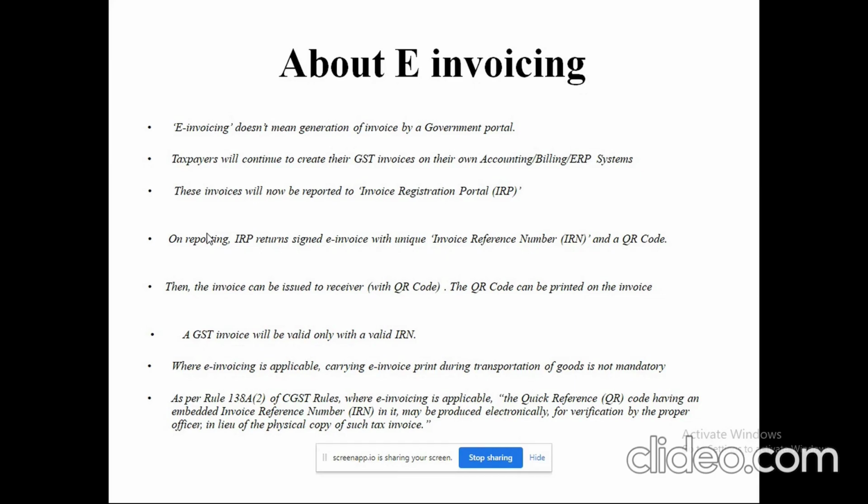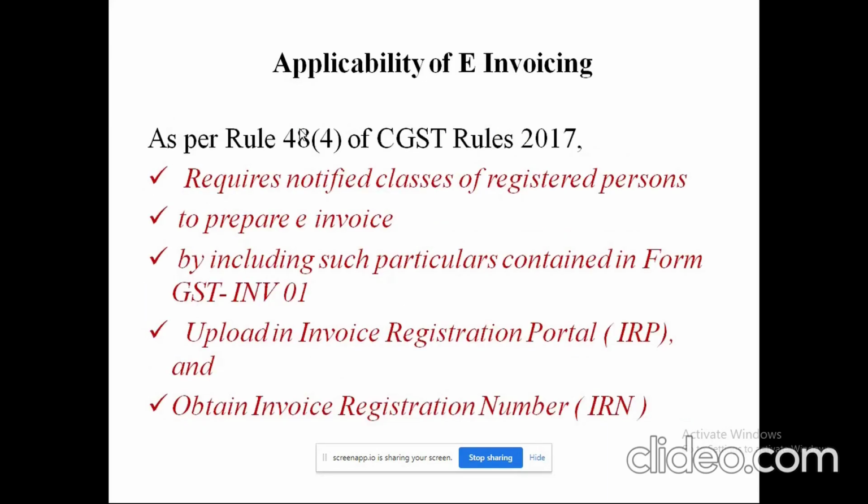As per Rule 48 Sub-Rule 4 of the CGST Rules 2017, notified classes of registered persons are required to prepare an e-invoice by including such particulars contained in Form GST INV-01, upload it on the Invoice Registration Portal known as IRP, and obtain the Invoice Reference Number known as IRN.